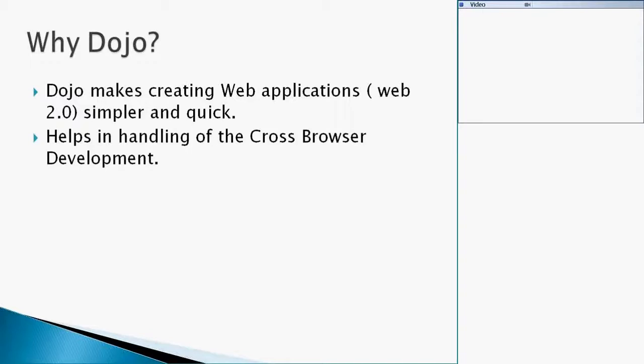And again, Dojo is quite stable. A lot of companies are using it, like Cisco and IBM. IBM was one of the early ones who started this Dojo.